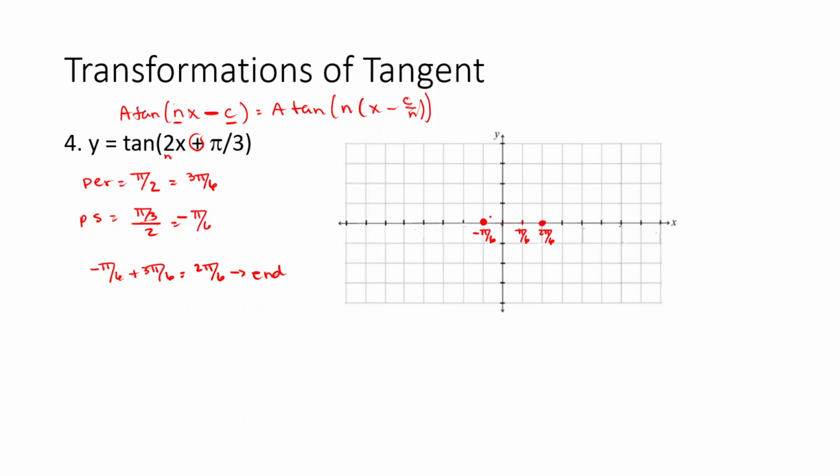Okay, halfway in between, I find my asymptote. And I can draw another cycle by going 1, 2, 3 again and drawing an asymptote halfway. I can go to the left. And then again, I can draw my curves.